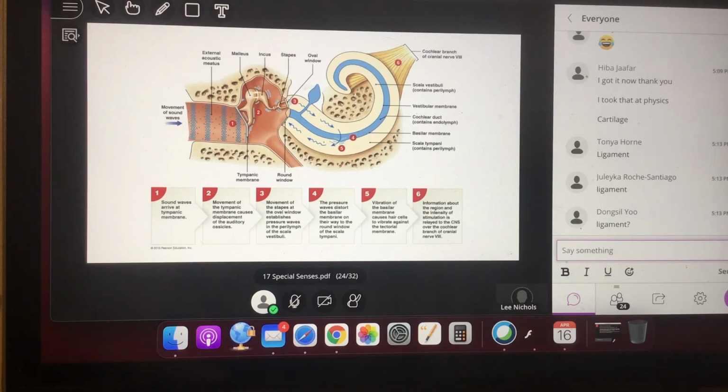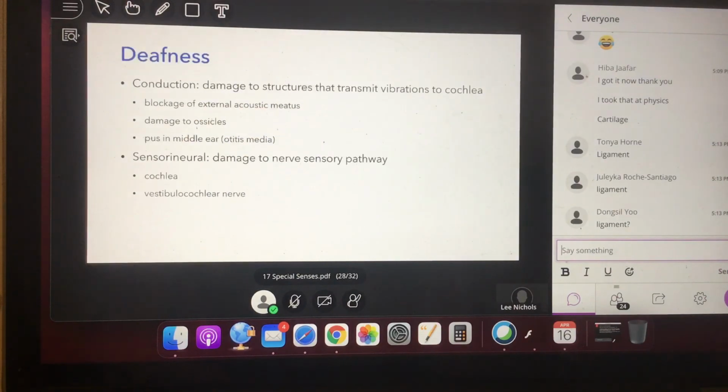Well, over time, these wonderful, lovely ligaments can harden. They can get more rigid, meaning you get just less vibration out of these middle ear bones, these ossicles. So that's a cause of conduction deafness as well. Damage to any of the structures, or just failure of function of any of the structures that transmit vibrations from the outside world to the cochlea.